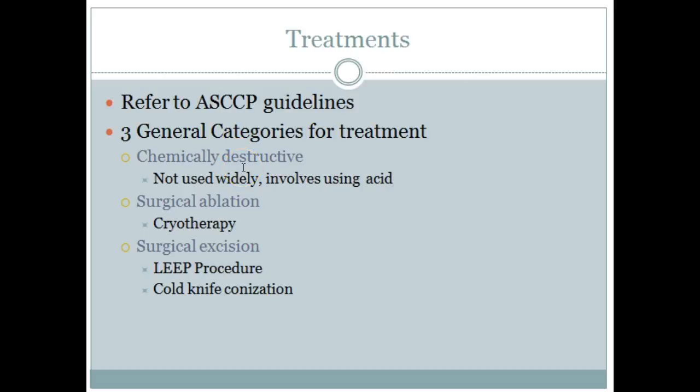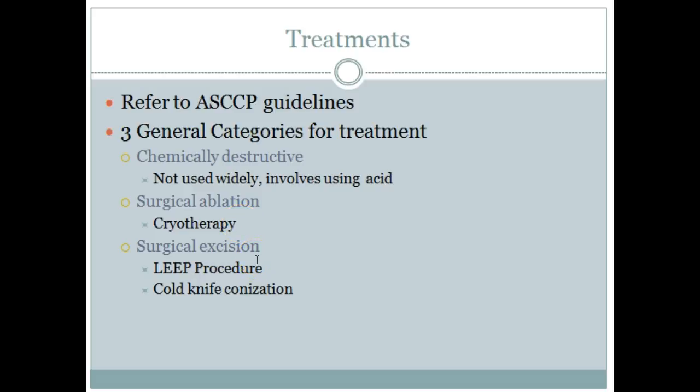Chemically destroying the cells, typically an acid to burn it off, and that's not used very much, so that's all I'll say about that. Surgical ablation would be like cryotherapy. That tends to be done more in developing countries, and I'll talk about that in a little bit here, but isn't done as much in the US.